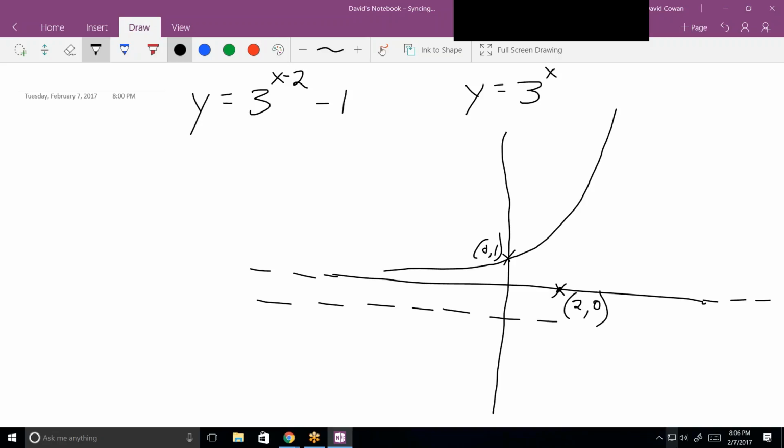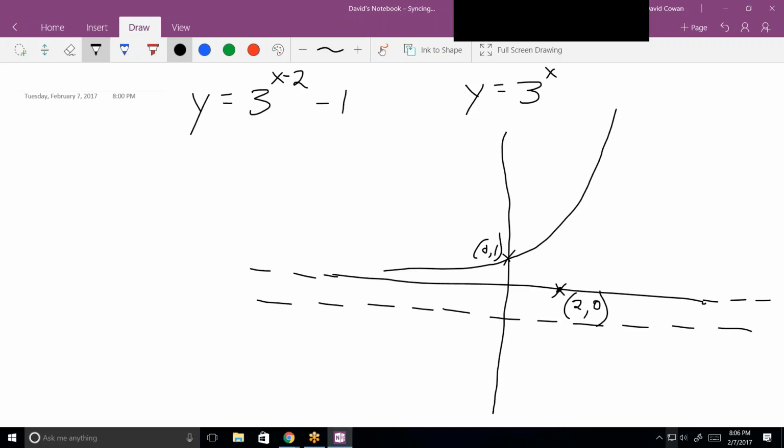Wait, does every function like this always pass through 0, 1? Yes. Notice that y equals 13 to the x would go through 0, comma 1, because any number to the 0th power is 1. So no matter what the base is of your exponential function, it's going to have this similar shape and go through that point. So that's a key point.